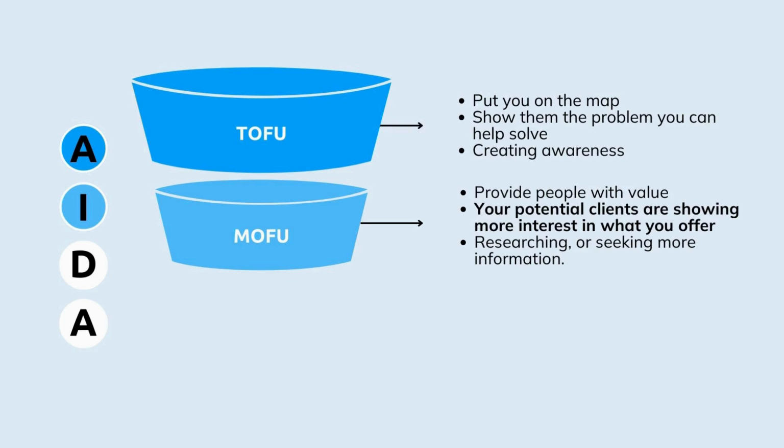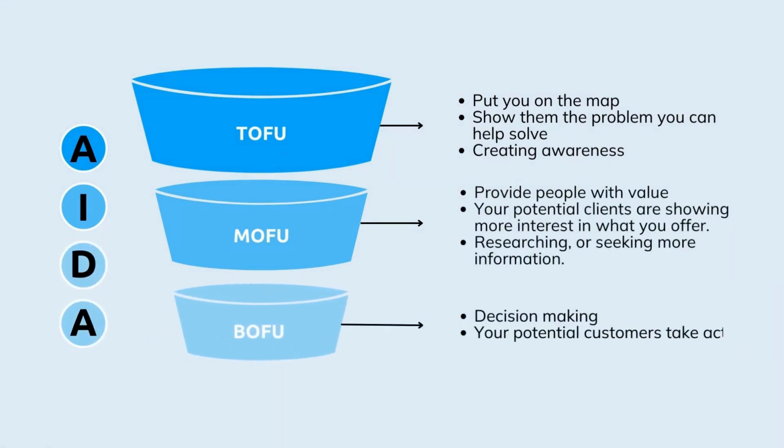And finally, we get to BOFU or bottom of the funnel. This is the narrowest part of the funnel. So here's where your audience is really given the chance to make a decision, to take action by opting into your offer. The bottom of the funnel is where conversions actually happen. This is where your potential customers will make a purchase. They will either sign up or get in touch with you or whatever it is that you're asking them to do.